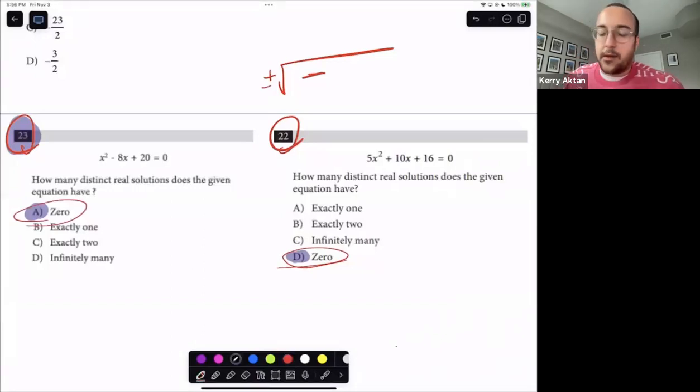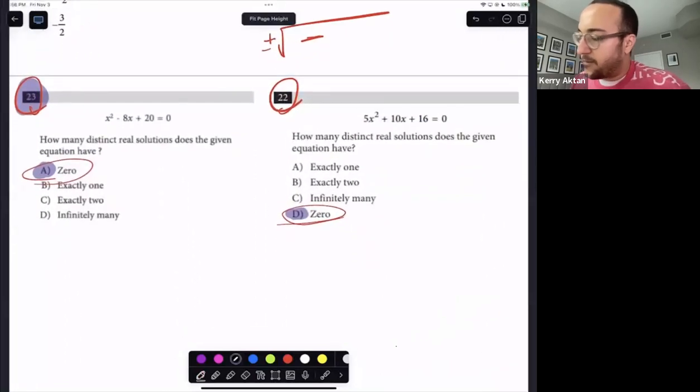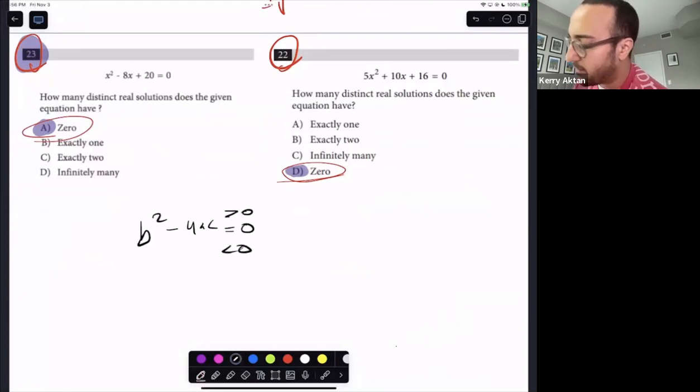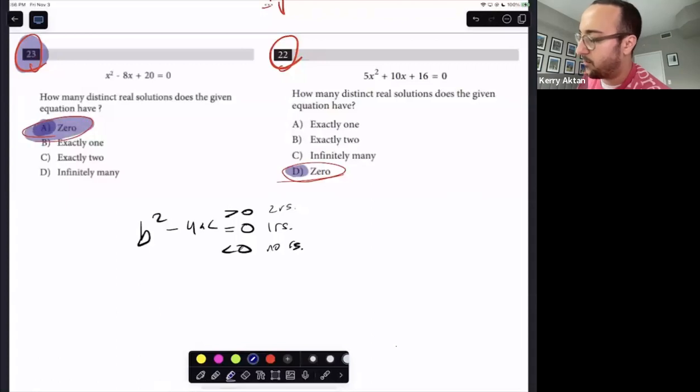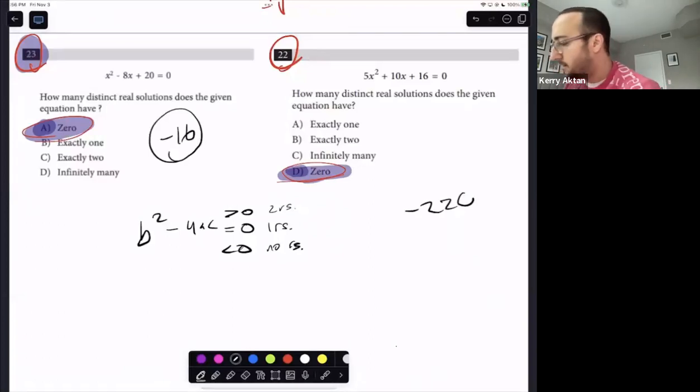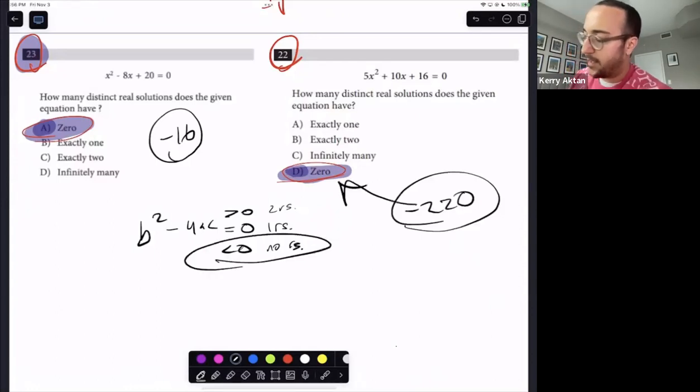Now, Jake remembers the discriminant. He is so well versed with quadratics and ready for this test. He's going to bang out an 800 tomorrow because he knows that the discriminant, b squared minus 4ac, can be greater than 0, equal to 0, or less than 0. Greater than 0 is 2 real solutions, equal to 0 is 1 real solution, and less than 0 is no real solutions. If you did discriminant for either of these, you would get a negative. This one was negative 16 for the discriminant, and this was negative 220, both suggesting that it's less than 0.